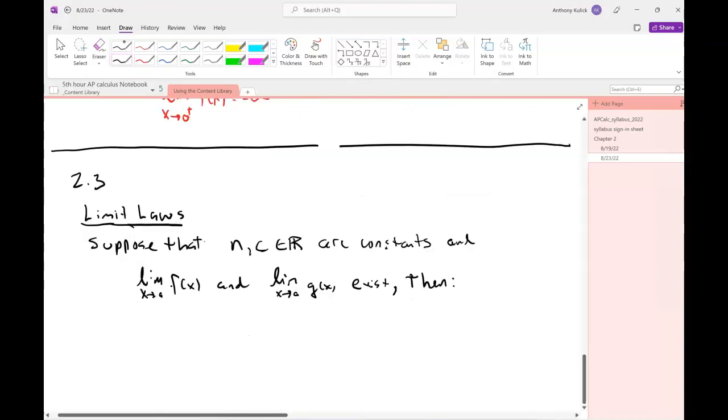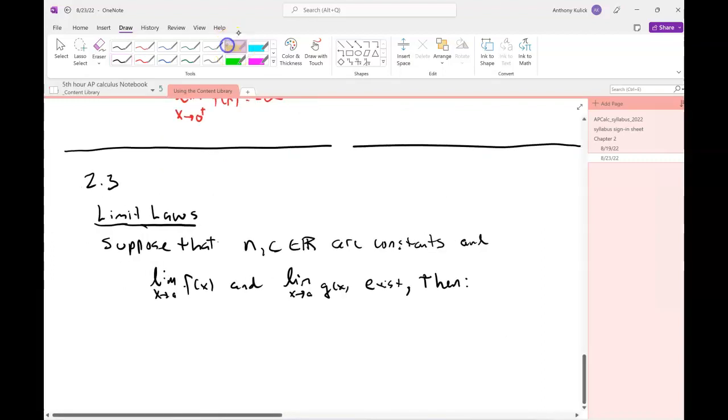So keep in mind, the thing we have to be careful about is the assumption that those limits exist, right? For these limit laws to be able to be used, the limit has to exist, or else you can't muck around with it the way we're about to. Okay?